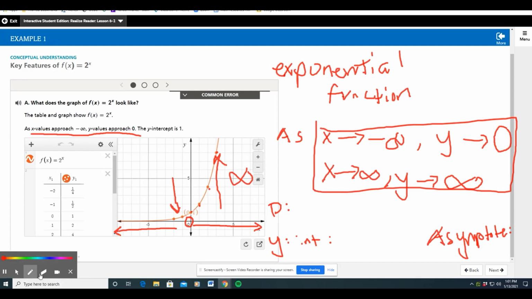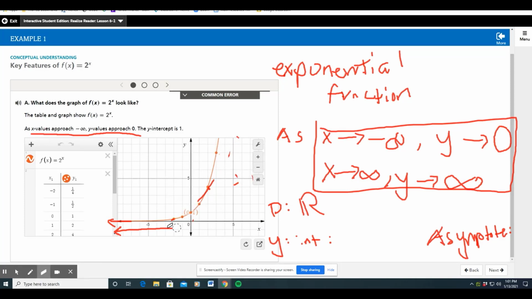The next thing we're going to look at is the domain. For this graph, it goes all the way to your left and it keeps going right. So we're going to write all real numbers for your domain. It's getting a little messy on my graph, so I'm going to erase some of these things. We know how to find the domain from our earlier lessons. Then we have our y-intercept. The y-intercept is where the graph crosses the y-axis. It's very easily put: it's (0, 1). And there we have our y-intercept.